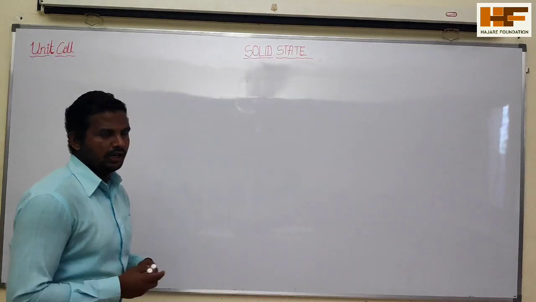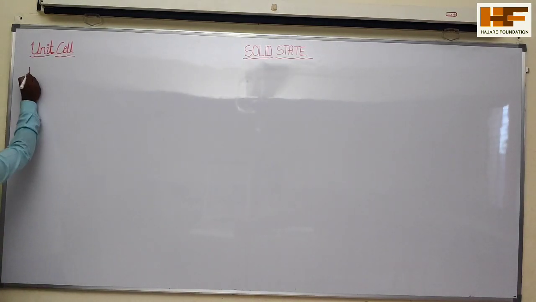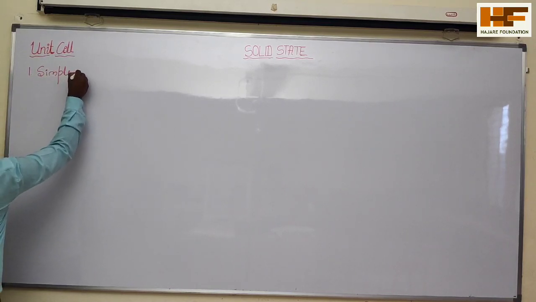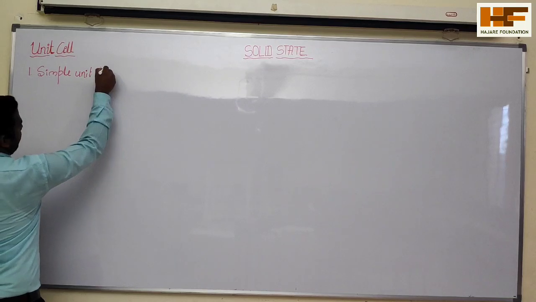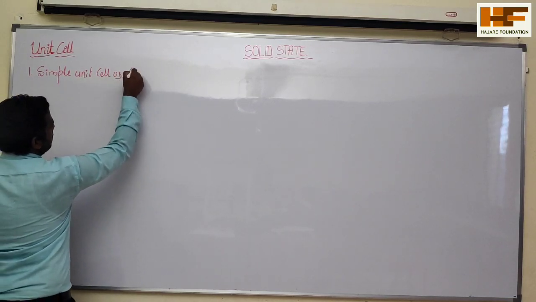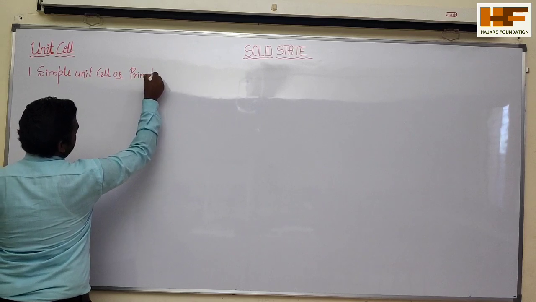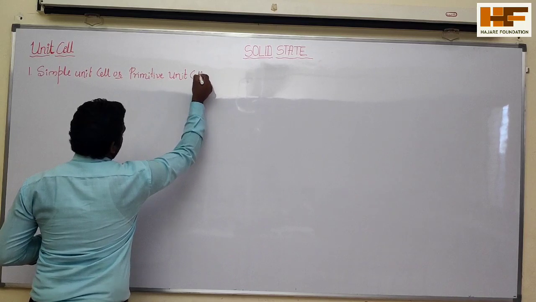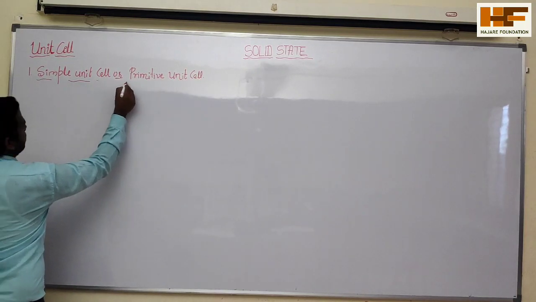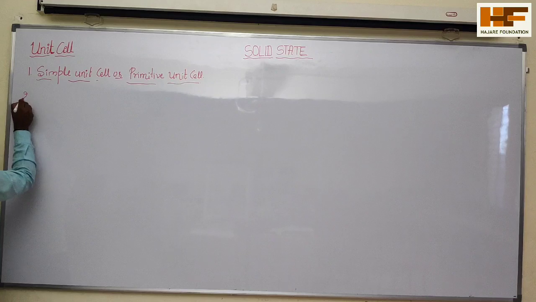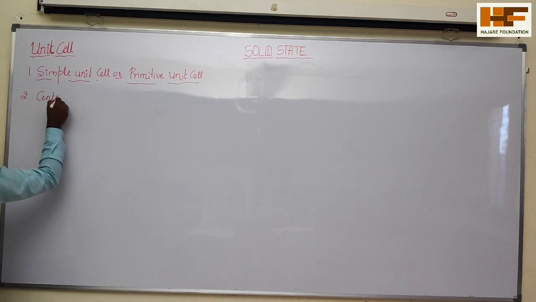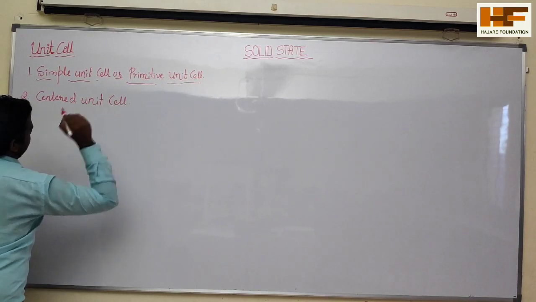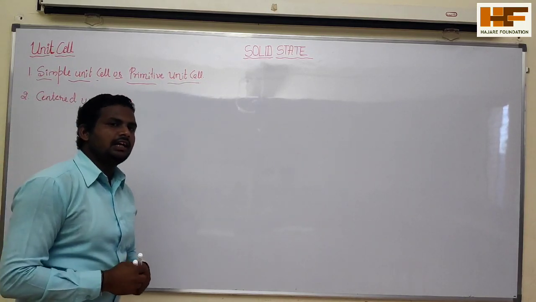So let's start with the first one, simple unit cell, or it is also called primitive unit cell. Second one, centered unit cell. Okay. So let's start with the first one.